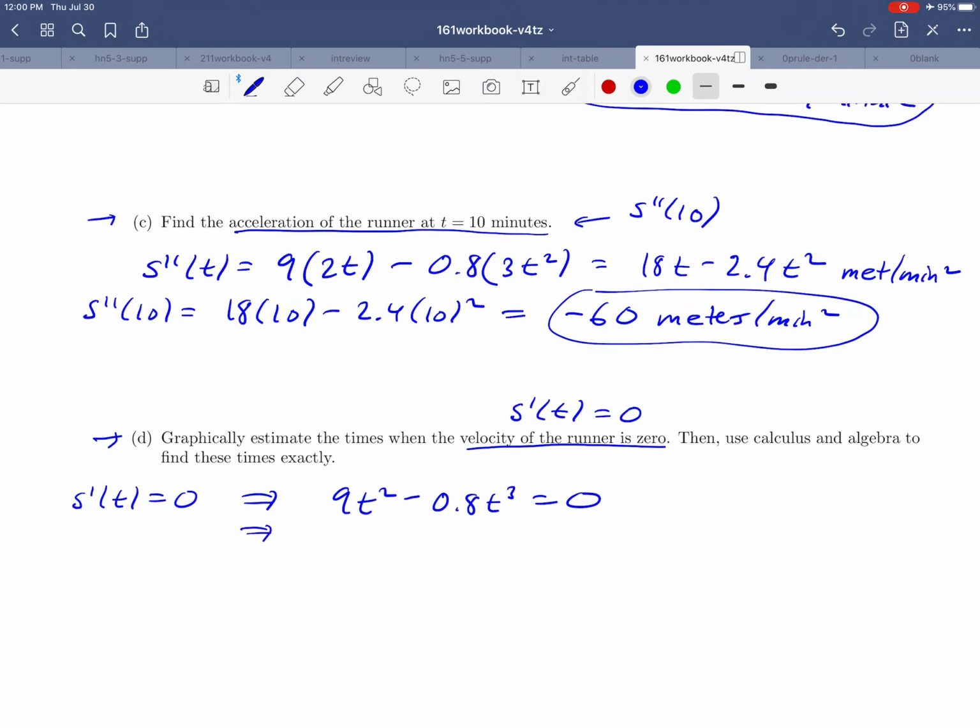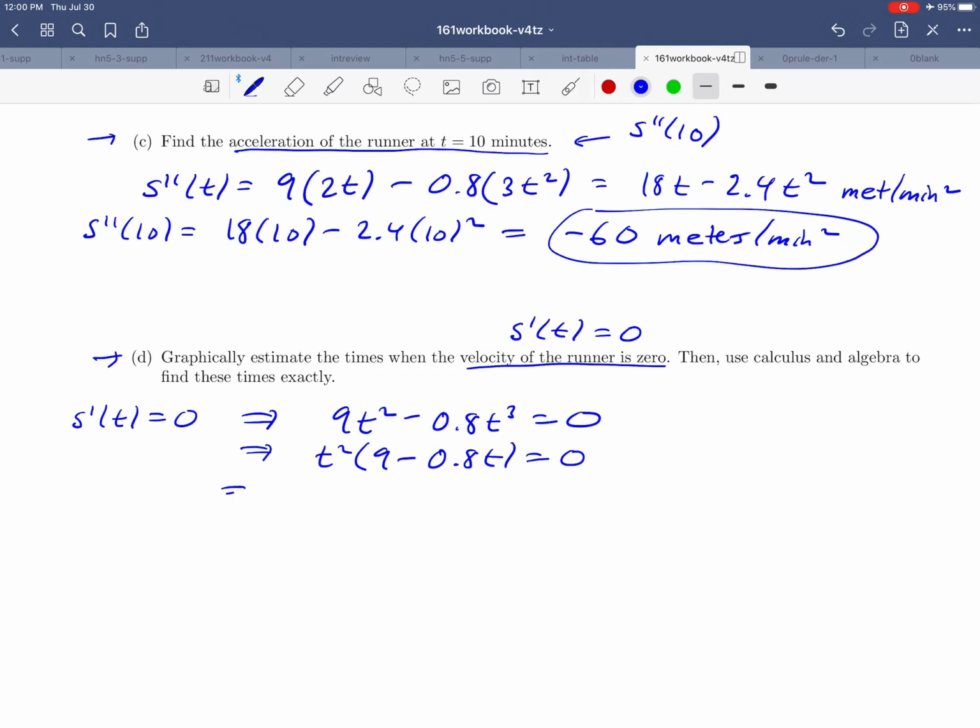And just thinking algebra here, I notice that we can factor a t squared out of that. And by factoring, that allows us to split this into two pieces, basically. So we've got either t squared equals 0 or 9 minus 0.8t equals 0. Let's see, if you look at the first piece, the t squared equals 0, if you take the square root of both sides, you just get t equals 0. That confirms one of the graphical guesses that we made above. We guessed that the velocity looked to be about 0 at 0.